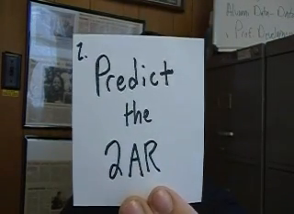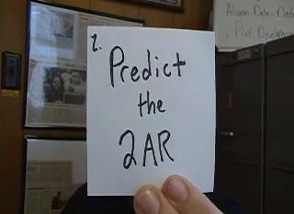Predict what the 2AR will say. Now this one's a little bit harder, and advice I would typically give more senior level debaters, but I think everybody needs to think about this no matter what skill level you're at. If you're the second negative rebuttalist, as you prepare and deliver your speech, you have to consider how the affirmative team is going to try and win the round. They have the last speech of the debate.